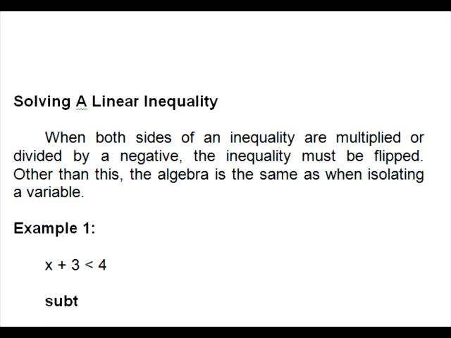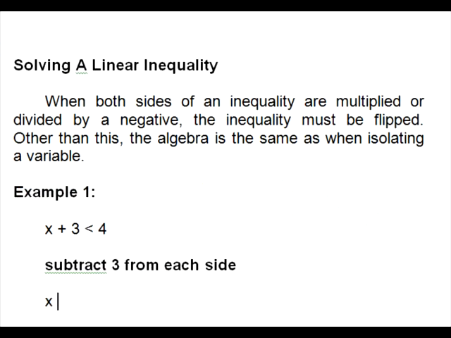So I'm just going to write here subtract 3 from each side. That's going to turn to x plus 3 minus 3 is less than 4 minus 3. 3 minus 3 is nothing, and 4 minus 3 is 1. So that's going to be your solution.